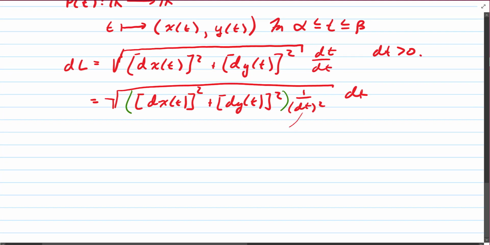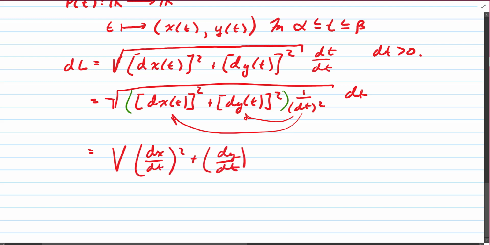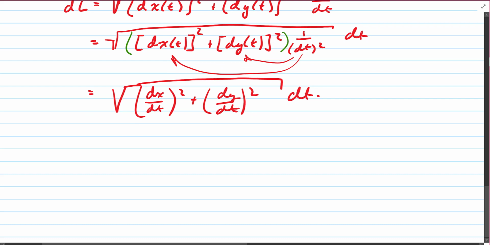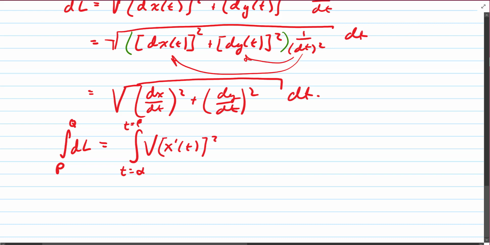Okay, so again, I'll take this differential t and distribute it here, and what we end up with is the square root of differential x dt quantity squared plus differential y dt quantity squared times differential t. And again, we'll integrate both sides, so I'll show this step one last time. The integral from p to q of differential L is equal to the integral from t equals alpha to t equals beta of the square root of, and let's go ahead and use the prime notation, x prime of t quantity squared plus y prime of t quantity squared differential t.